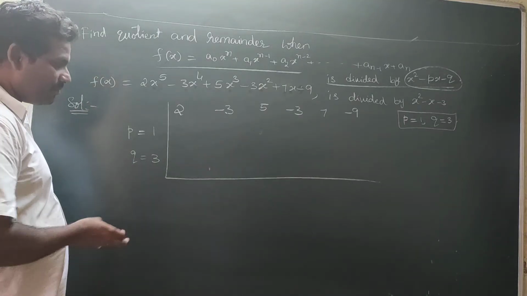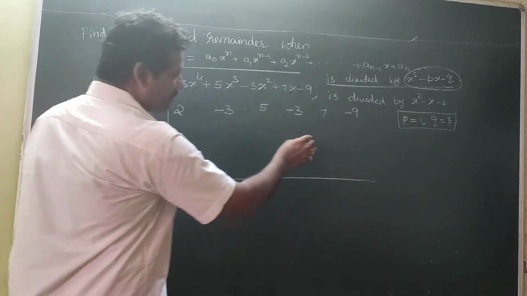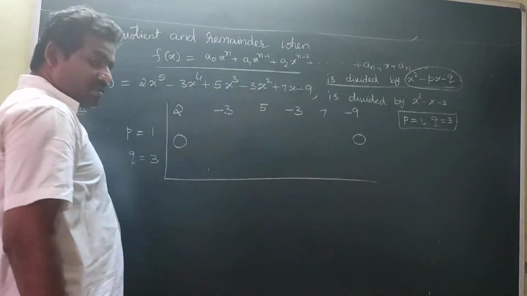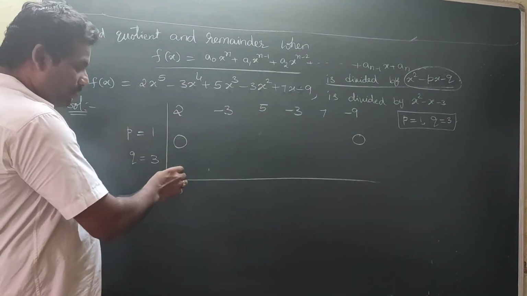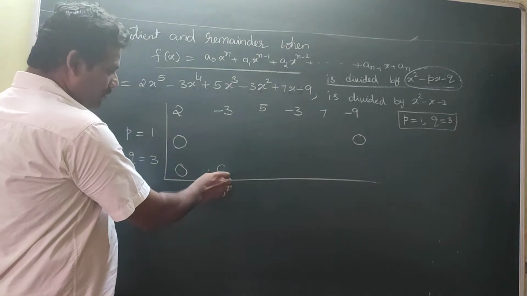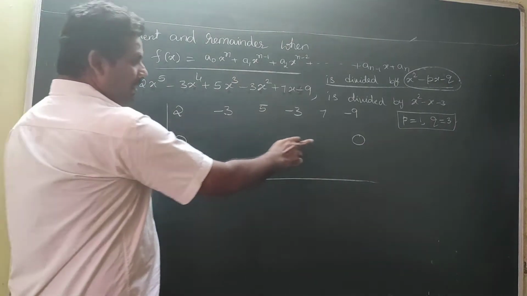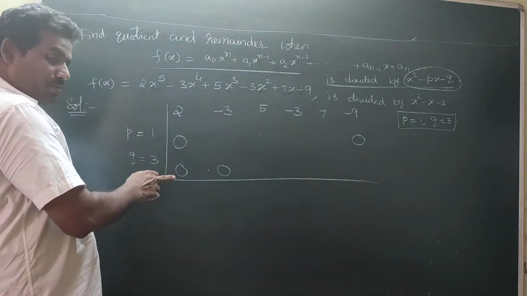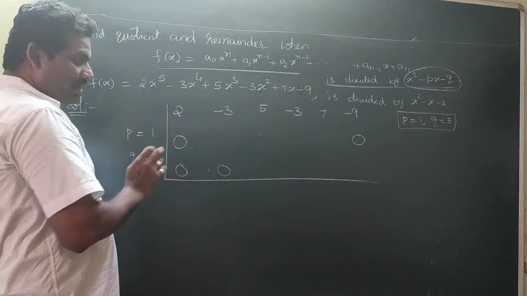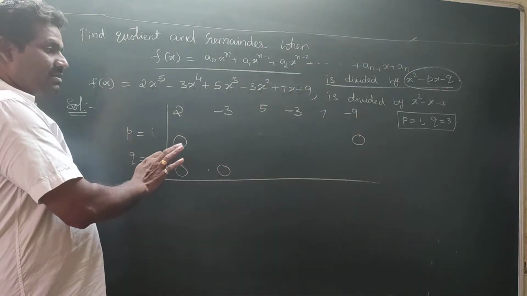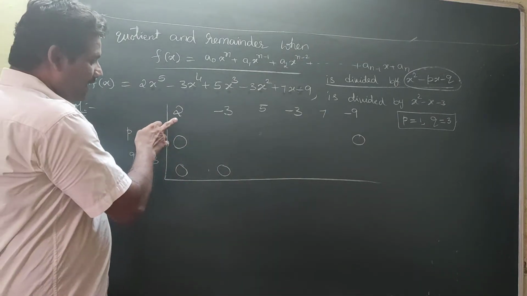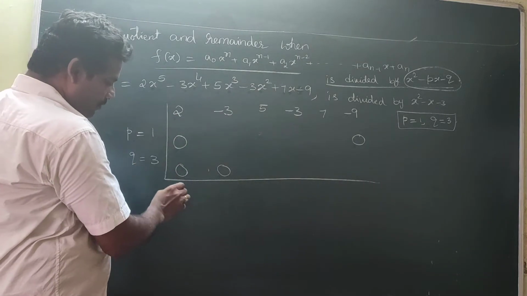The first step: here you put 0 and here you put 0. So the first one is 0 and the last one is 0. And here you put first 0 and second one also 0. This is the starting step. Now we add this one. 2 plus 0 plus 0, 2.